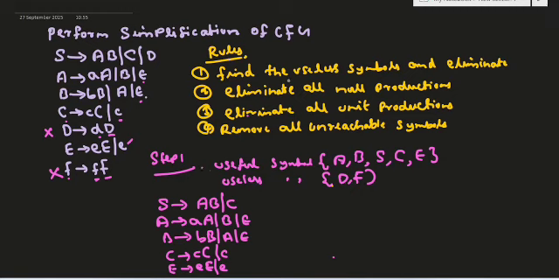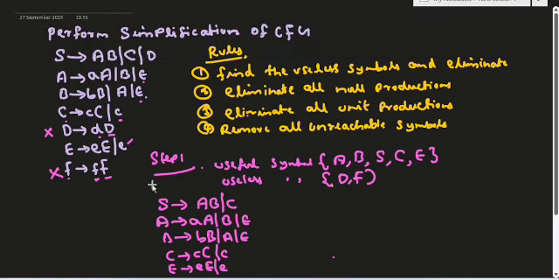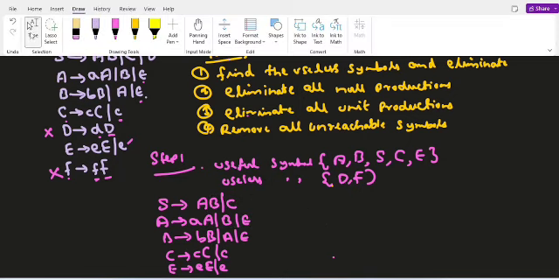Now, what is the next step? Eliminate all null productions. We will rewrite these productions on the next page.